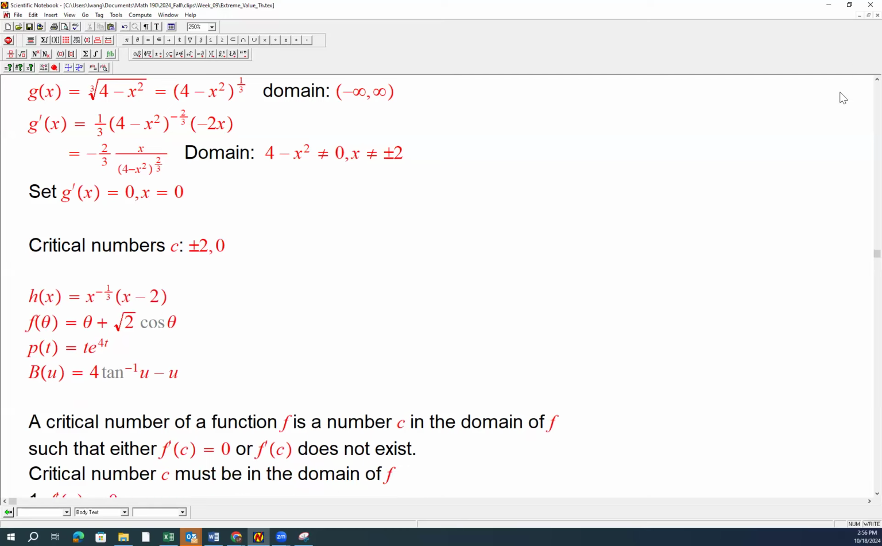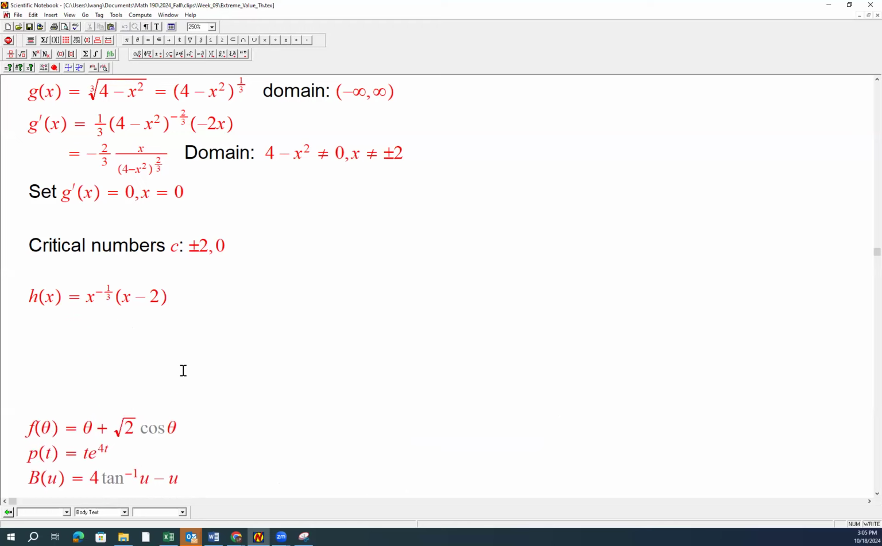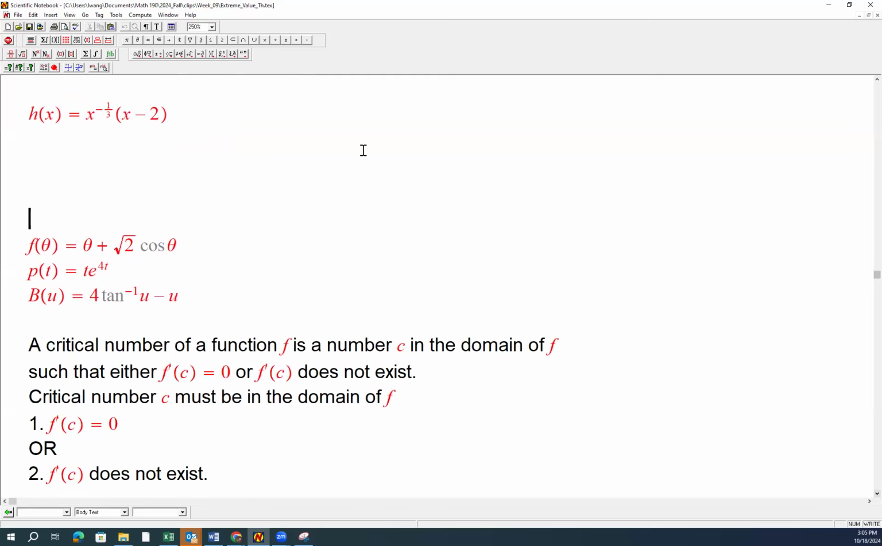All right. I think we've done something like this before, but just in case, let's do it anyway. We're going to find critical numbers. First we're going to determine the domain.